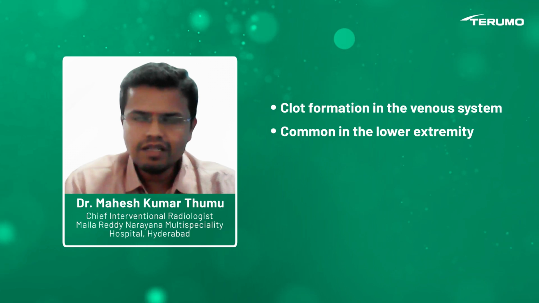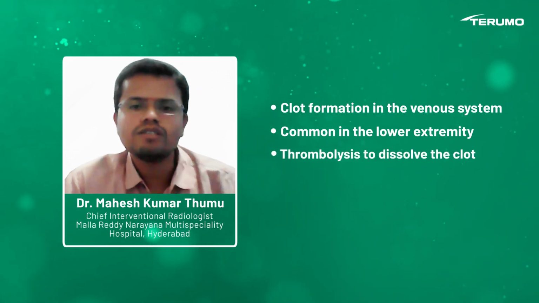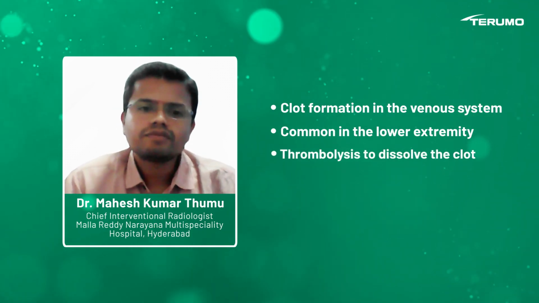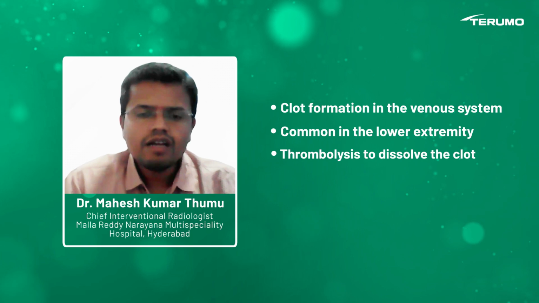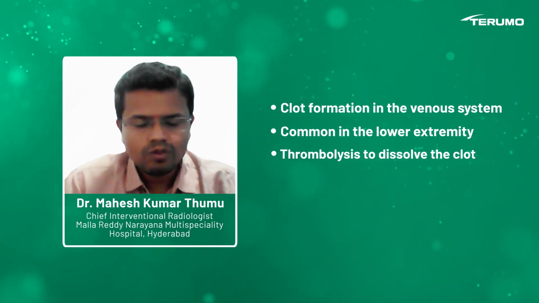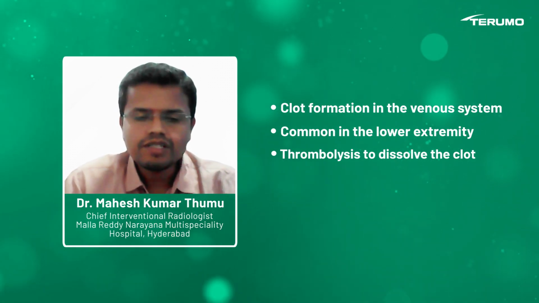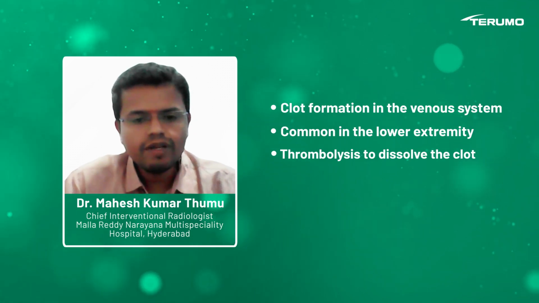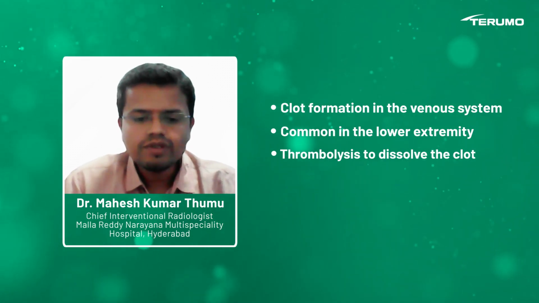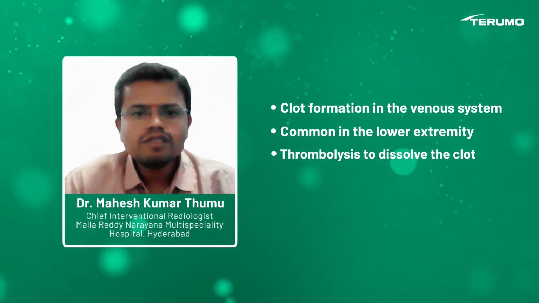The main thing is catheter-directed thrombolysis. In this, we place a catheter in the vein and inject the thrombolytics, and later we remove the catheter and check the flow of the vein, that is how we look for the patency of the vein. So this is the initial one.